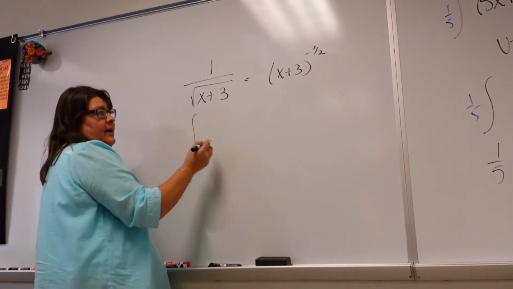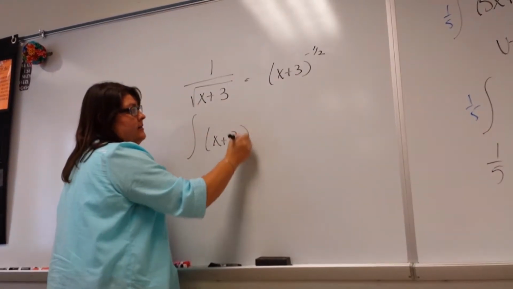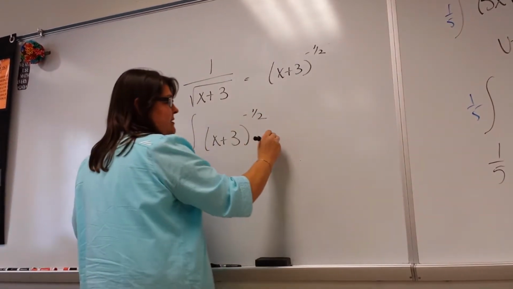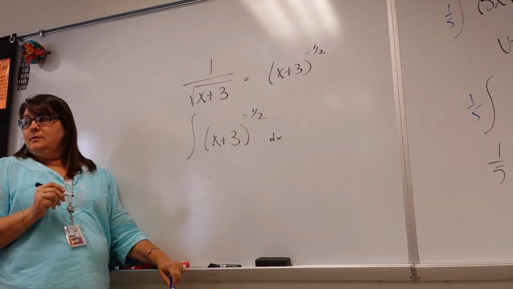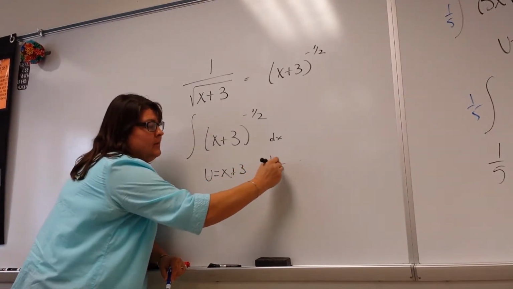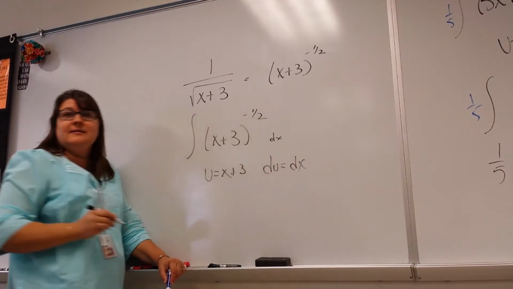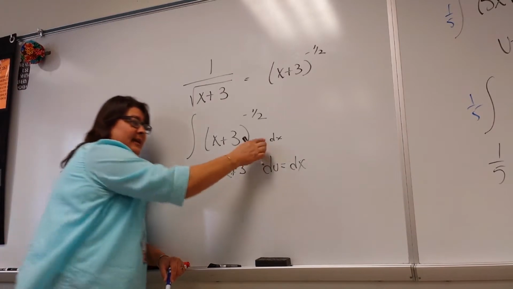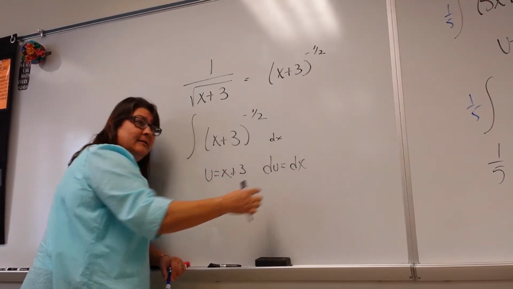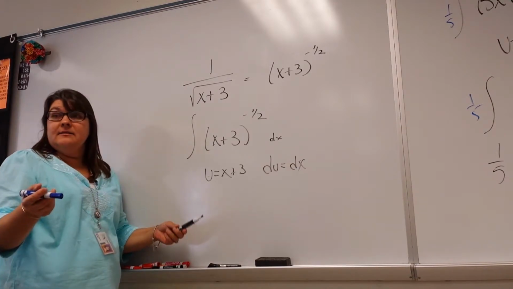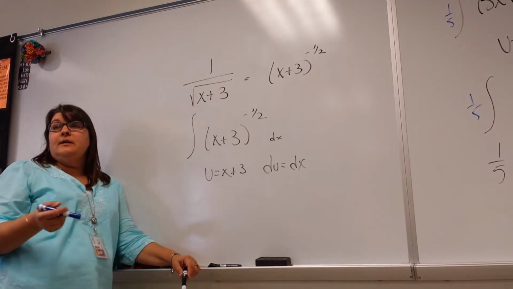So I'm going to integrate x plus 3 to the negative 1/2. What's u? Oh, what did I forget? dx. What is u? x plus 3. What's du? Ooh, 1 dx. That's kind of nice. I don't need to stick anything in because I got what I need. Du is just dx, because the derivative of x plus 3 is 1.